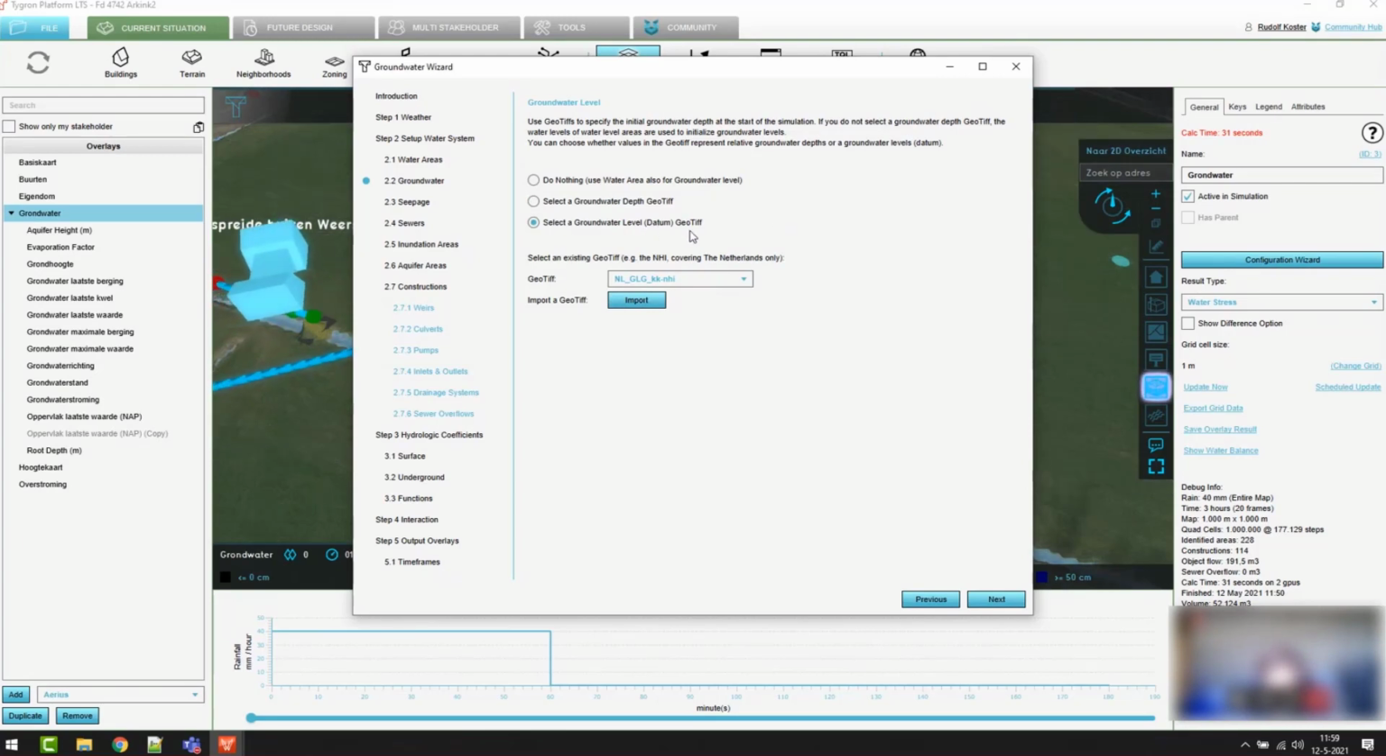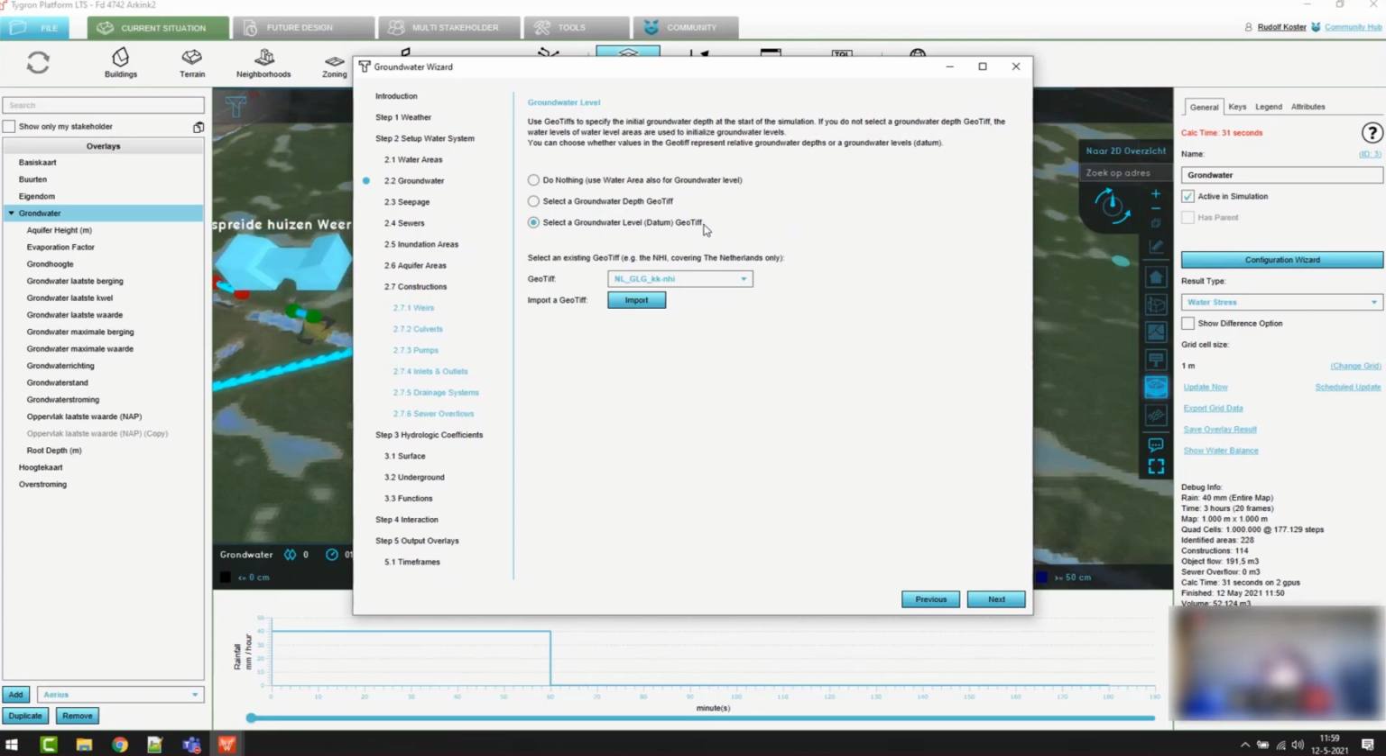And for you, it was set as the datum, which meant that the groundwater level was set at 1 meter relative to datum, or 21 meters below the surface. That is, to say it mildly, deep. It should have been set to the groundwater depth to initialize it properly.